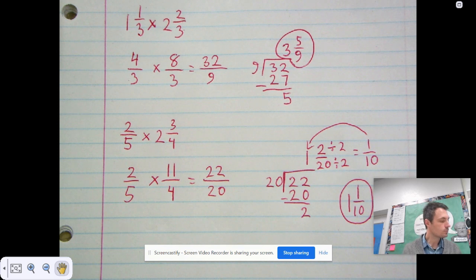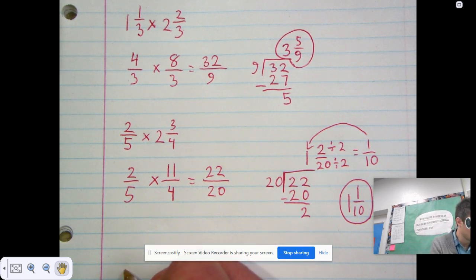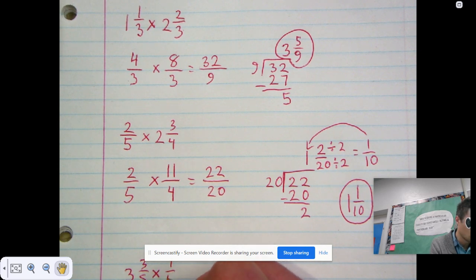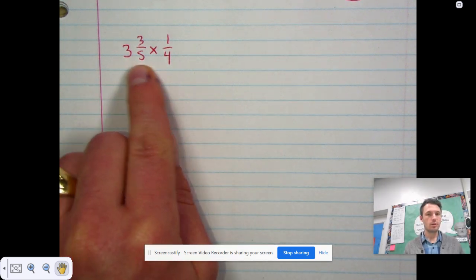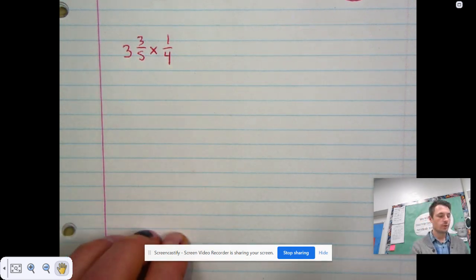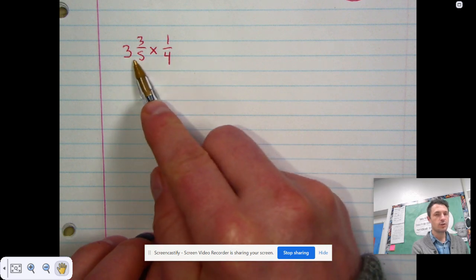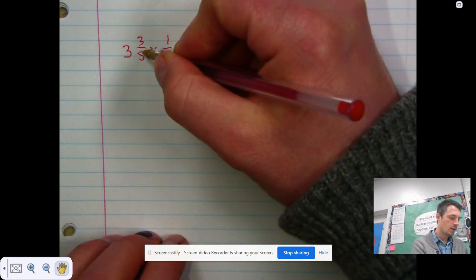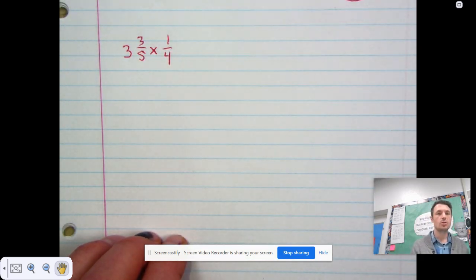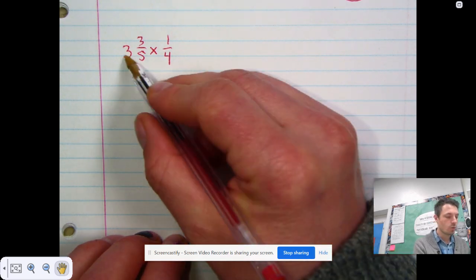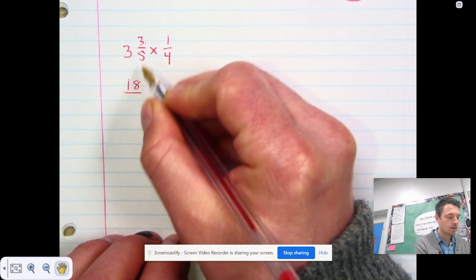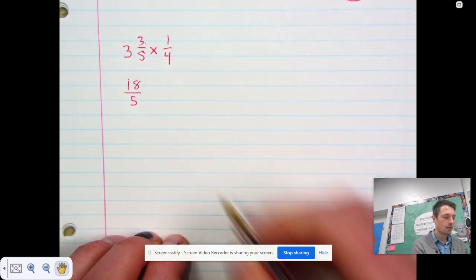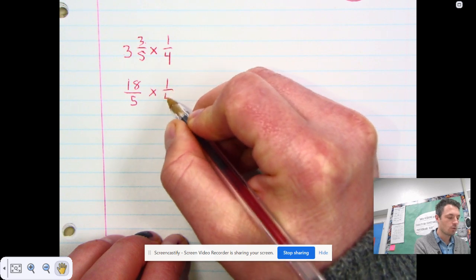Okay? Let's try another one. Let's do 3 3/5 times 1/4. This is another one where we have a mixed number times a fraction. So we don't have to change 1/4, but we do have to change the mixed number 3 3/5 into an improper fraction. So 3 times 5 is 15, plus 3 is 18, and the denominator 5 stays the same. We need to multiply that by 1/4.